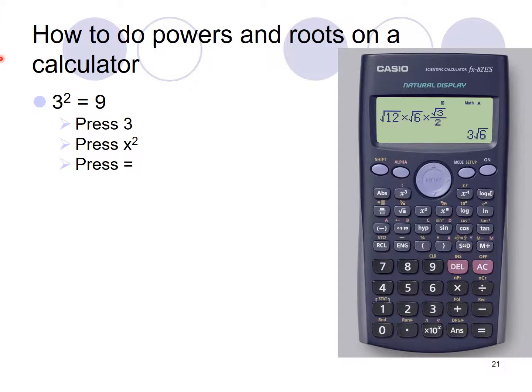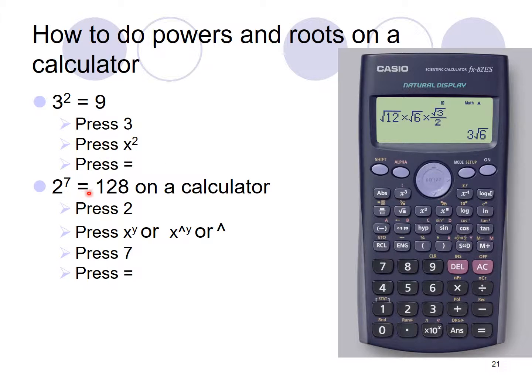Another example of this is 3 to the power of 2. We know that that's equal to 9. Make sure that you're getting the right answer. Press 3, press whichever button your calculator has, and then equals. Now 2 to the power of 7. Make sure you're getting this one right. Press 2, press the x to the y, or x hat y, or the hat, then press 7. And don't forget to press the equals at the end. And hopefully out will come 128 on your calculator.